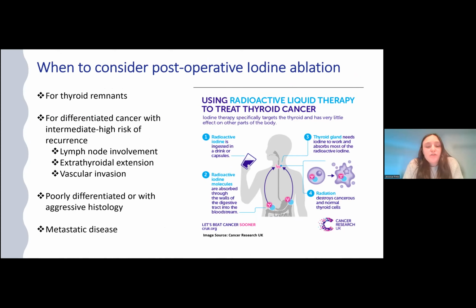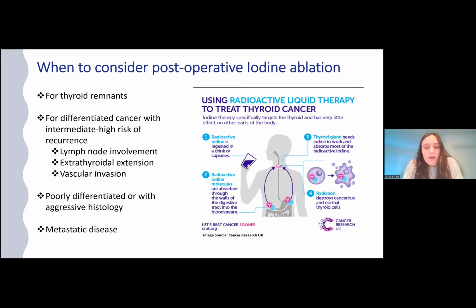So if you have a patient who has thyroid cancer, they get a hemithyroidectomy or a total thyroidectomy, when do you consider post-operative iodine ablation? Typically, post-operative iodine ablation is recommended for cancers with intermediate to high risk of recurrence. And so those are that have already spread to the lymph node, those that have extrathyroidal extension, and those that have had vascular invasion, as well as anyone who's had a thyroid cancer that's metastasized to other parts of the body. Radioactive iodine can be very helpful in killing that remaining and residual thyroid tissue.